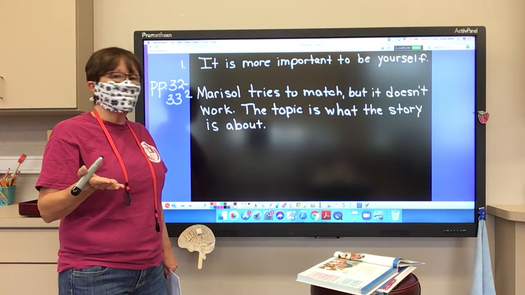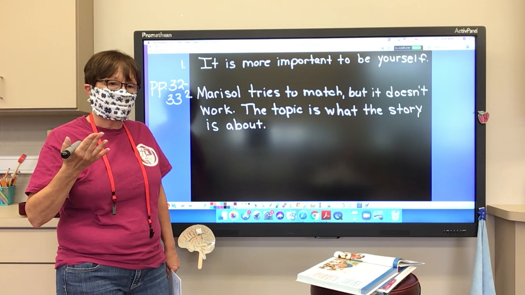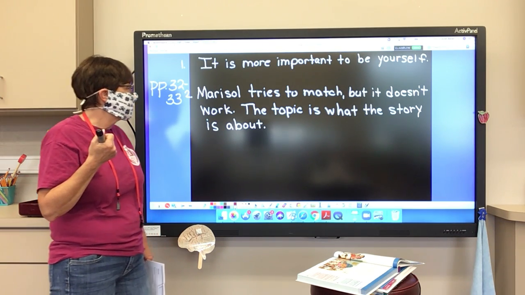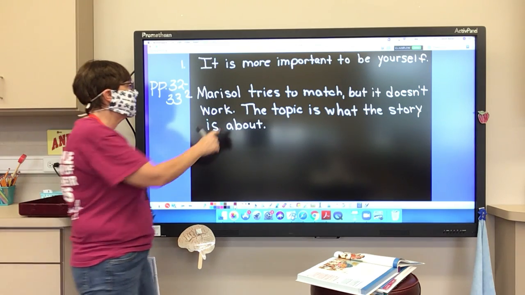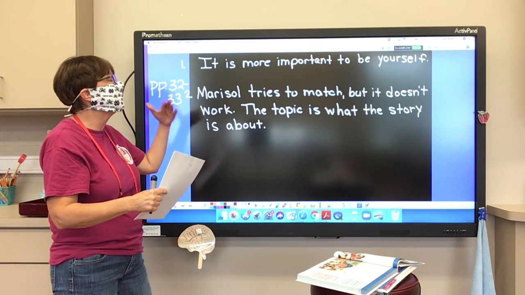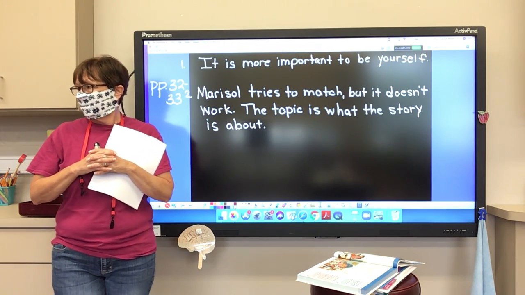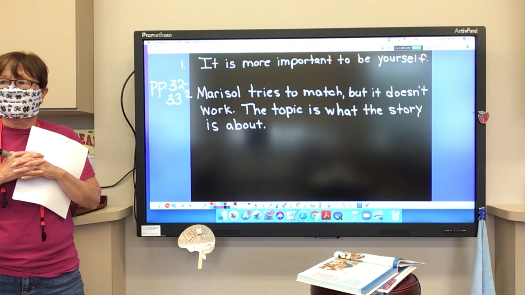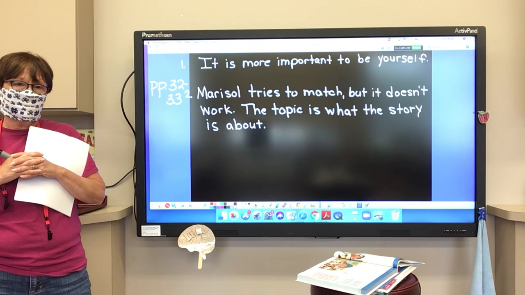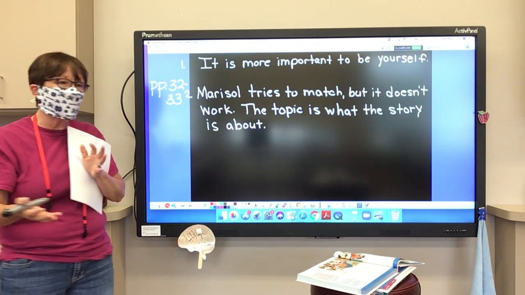Now, what is the theme of the story? What was our theme? The theme is what? So we'll write that. So this is the topic, not what Marisol learned. This is the topic. That's what it's about. And then we have our theme, is that Marisol learned it is more important to be yourself.